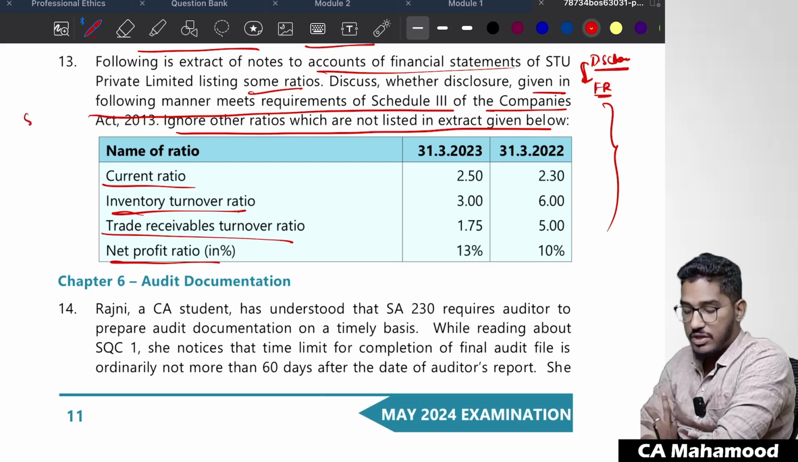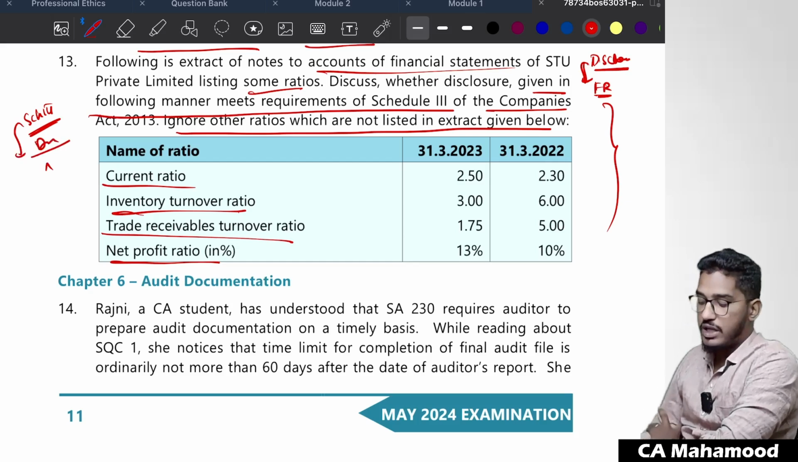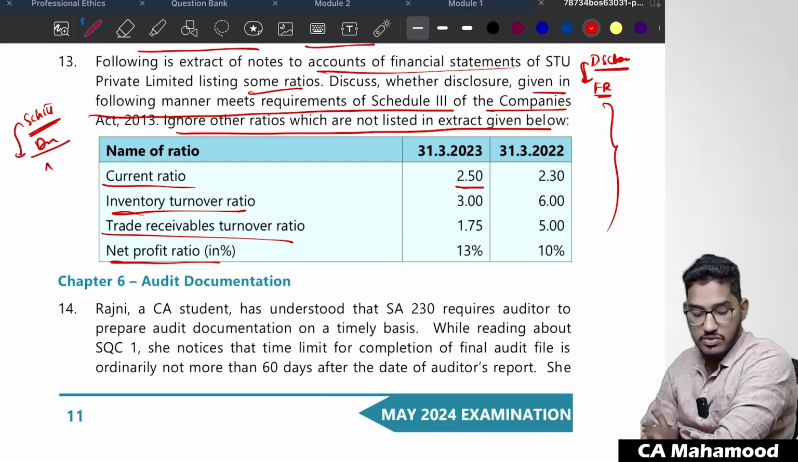What Schedule 3 says is, when you are disclosing the ratios, you should also disclose what is the numerator and what is the denominator. So here they are only telling the figures. They did not give the disclosure regarding what denominator has been used, what numerator has been used. So they have to even disclose what numerator is used and what denominator is used.